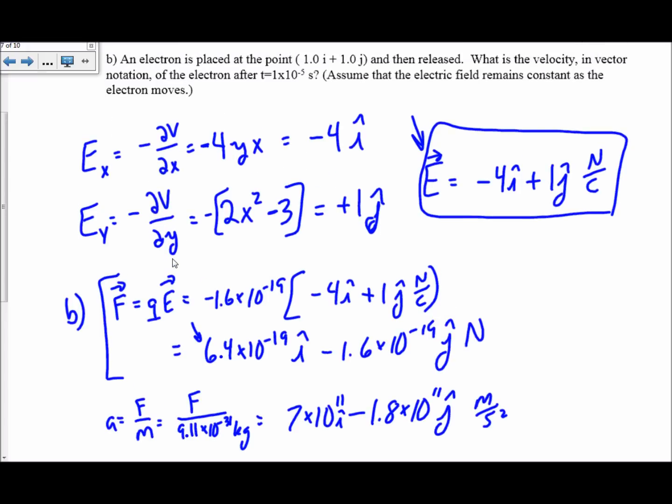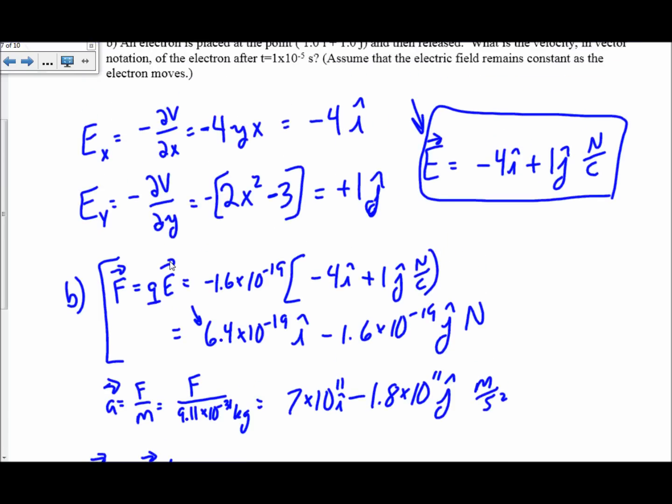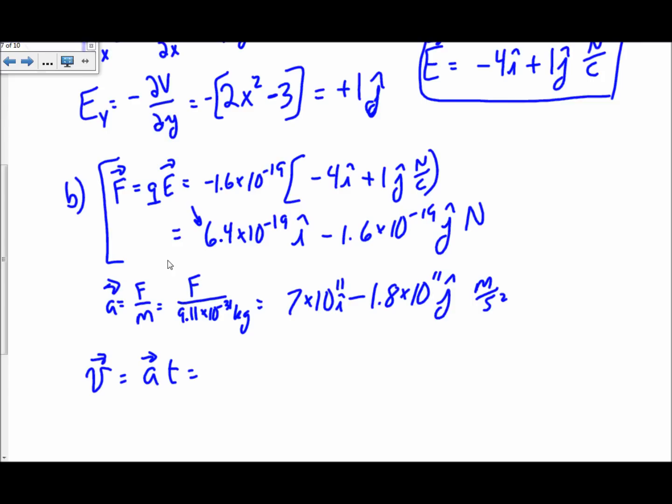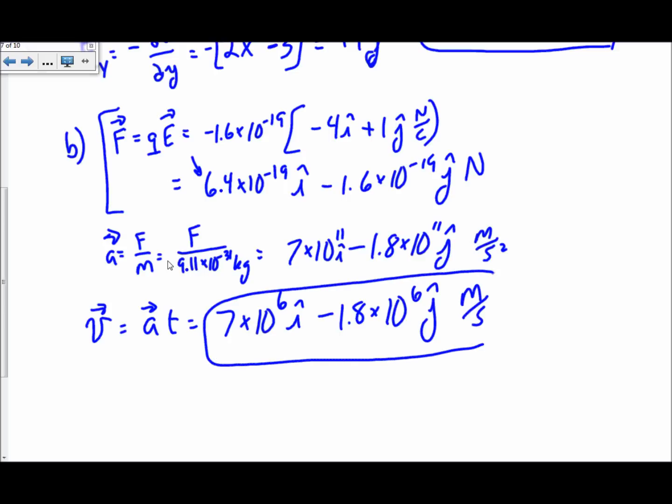And let's see, I was looking for the velocity after a certain amount of time. It's my acceleration. My velocity is just going to be my acceleration times my time. I just wanted it in vector notation, so I just multiply each of these times the time, which was 1 times 10 to the minus 5th. So that's going to be 7 times 10 to the 6th in the i direction, minus 1.8 times 10 to the 6th in the j direction. That's in meters per second. So that's the final answer.